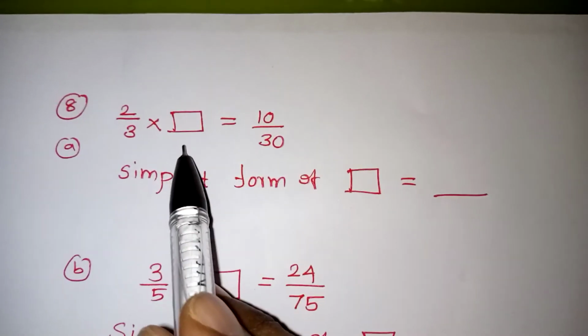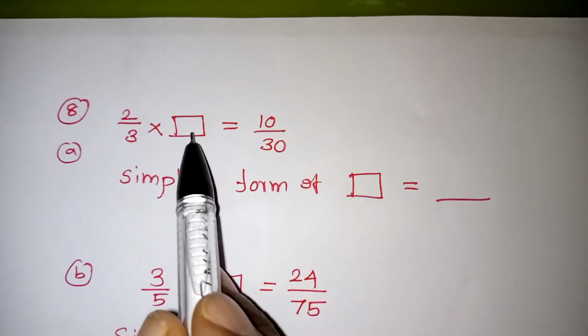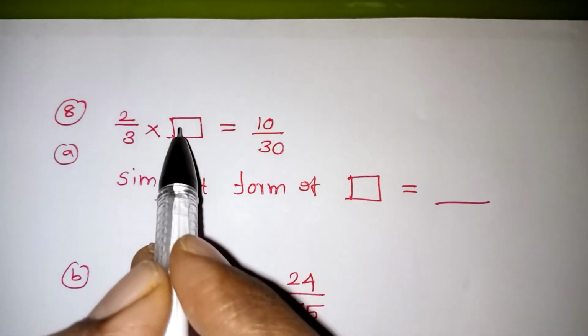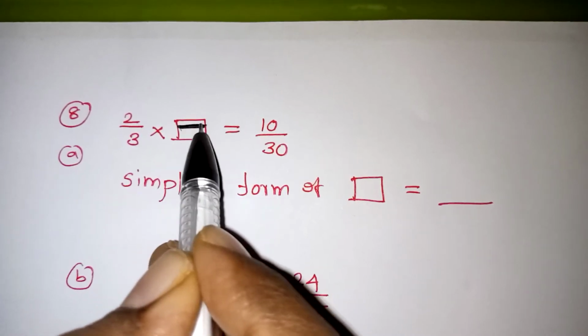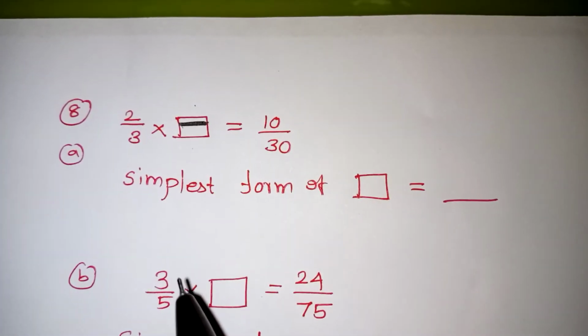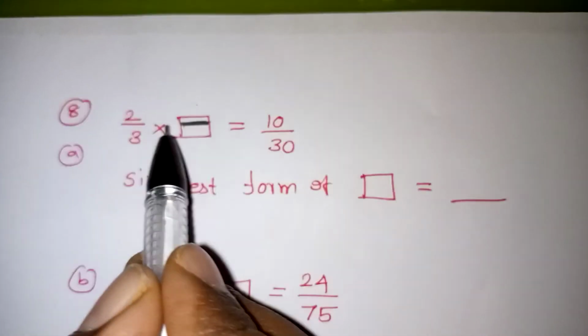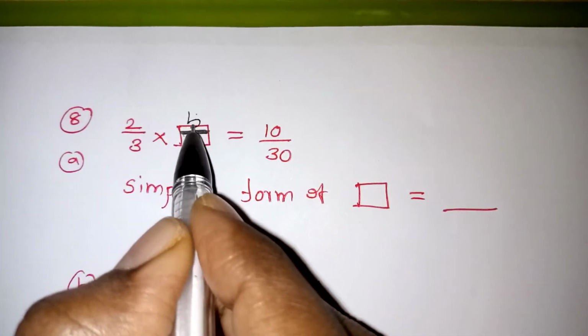Here we need to fill the box. 2/3 into what number will give you 10/30, they are asking. Very easily, just draw the line here. Now numerator and denominator I should find out. 2 into what number will give you 10, we have to think over it. 2 5s are 10. So here you should write the 5.